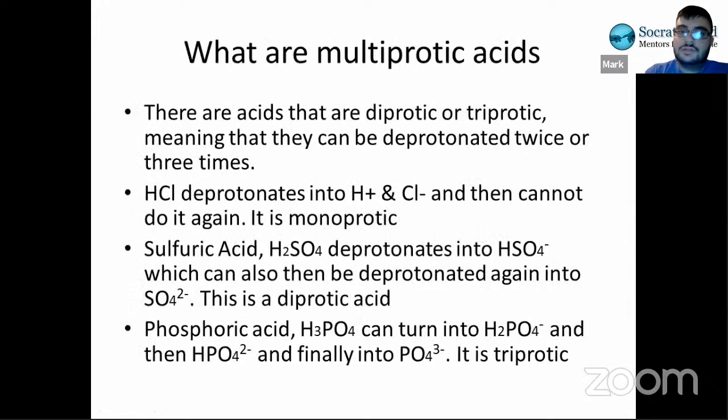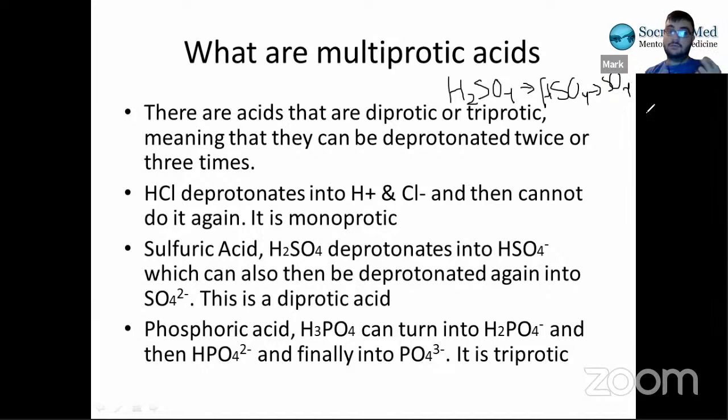Okay, this is one of the last topics for today. I believe we have one more after this, but first I want to talk about what multiprotic acids are. This is actually something we covered earlier. H2SO4 goes into HSO4 minus, which goes into SO4 2 minus. Most acids that we've talked about, like HCl and acetic acid, have one H.